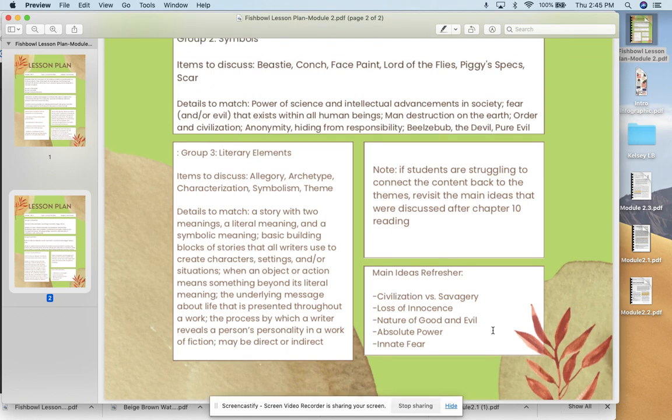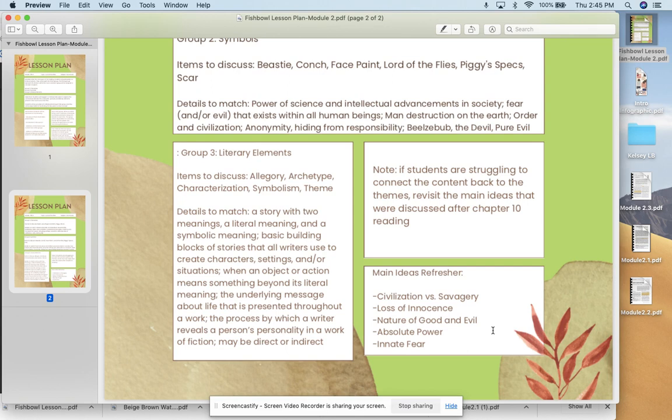And ultimately, this is how we prepare ourselves for our final assessment over Lord of the Flies. We take time after this fishbowl to really dig deep into the themes of Lord of the Flies, and we combine the main ideas with these elements from these three groups to create these themes. And once we create these themes, all of these details and these notes that students have taken during the fishbowl discussion are catalysts and evidences to use when they compose an essay on Lord of the Flies.